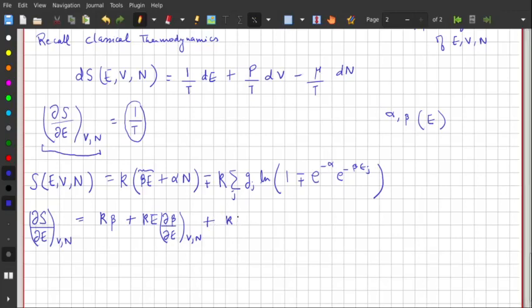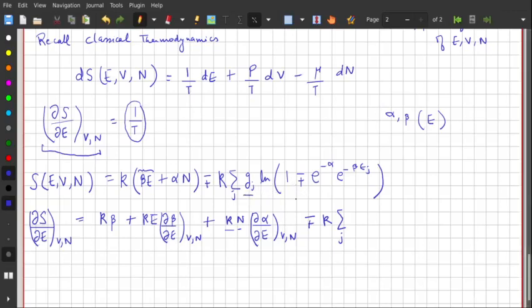Plus k N partial alpha partial E at constant V and constant N. You see one thing here, k and N are constant, so we just have the derivative of alpha with respect to E. And then we have minus plus the Boltzmann constant sum over j, and now we have to take the derivative of this inside term. This is the derivative of a product, the product of the g_j times the log function.